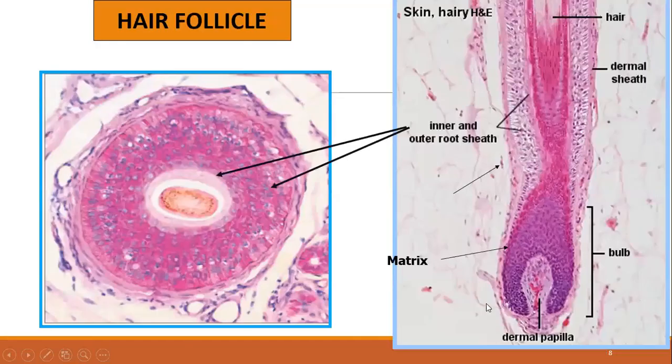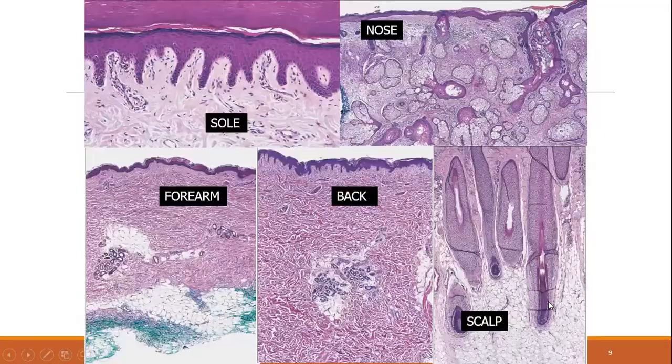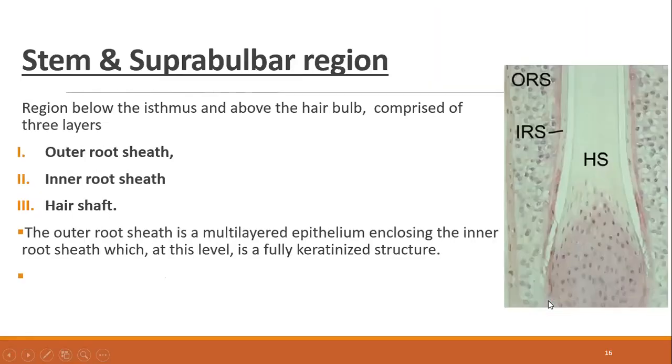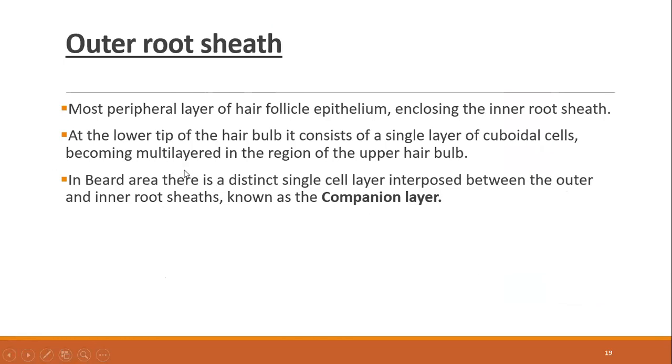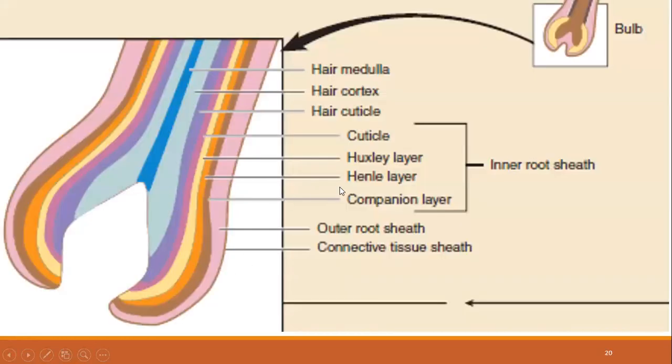I am trying to find it. So I will explain this further. I think we have further diagrams. Yes. This is the outer root sheath, and in the hair bulb, it is a single layer, and as it progresses, the number of layers increases in the outer root sheath.